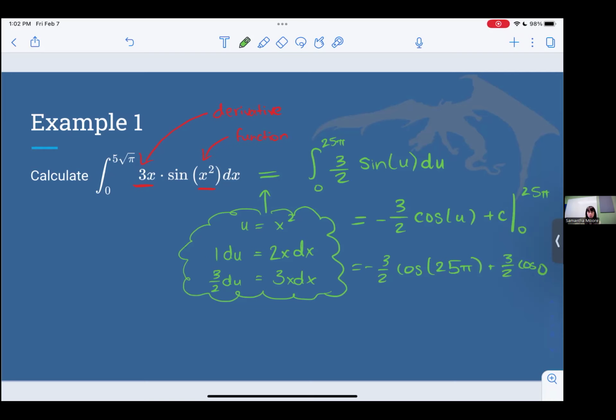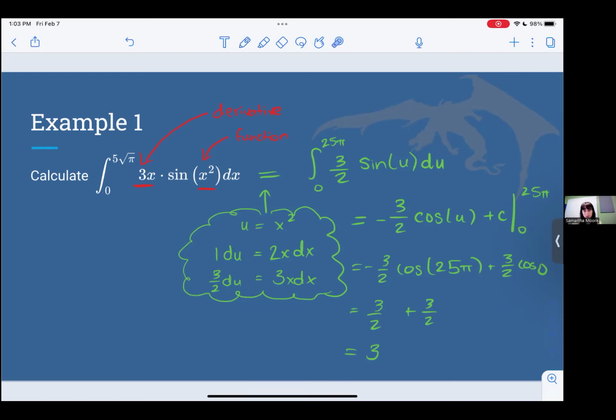Okay, 25 pi. If we think about that, that's an odd number of pi, so cosine is going to be -1, so this is 3/2. Plus 3/2 times cosine of 0. Cosine of 0 is 1, so plus 3/2. And so in total, we should get an answer of 3.